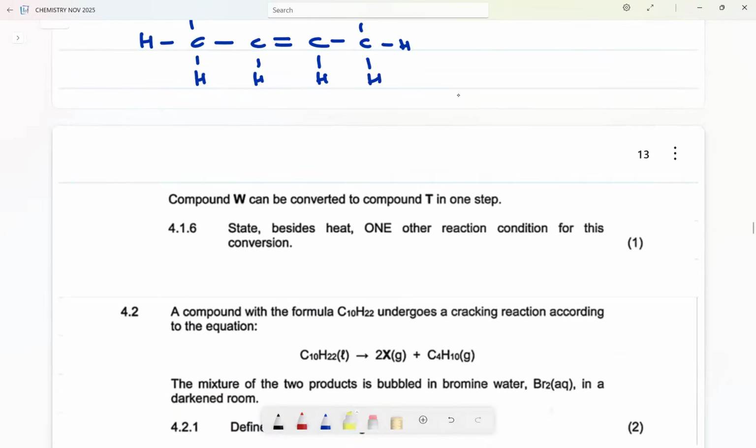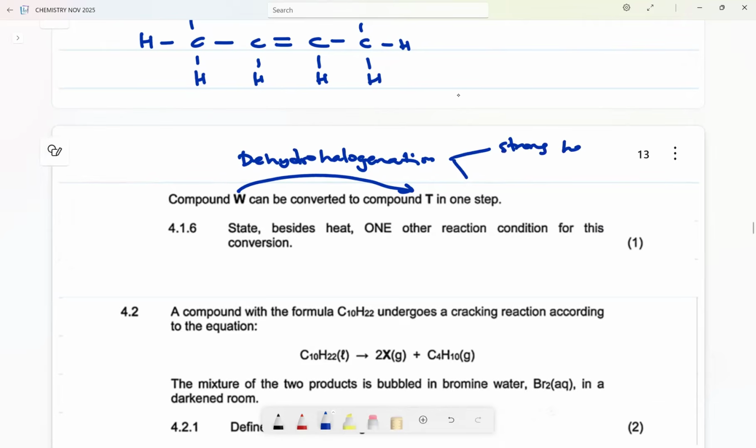And now the reaction condition for dehydrohalogenation from D to T, that is dehydrohalogenation. So D means we are eliminating. And for the reaction condition of this one, it is strong heat plus concentrated strong base. Okay, and now the question is, state besides heat one other reaction condition for this reaction, because they know heat, you cram it all here. So it's supposed to be what? Concentrated, very important, concentrated, very important, strong base.